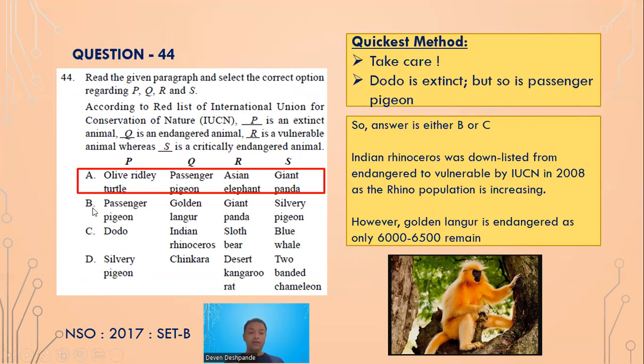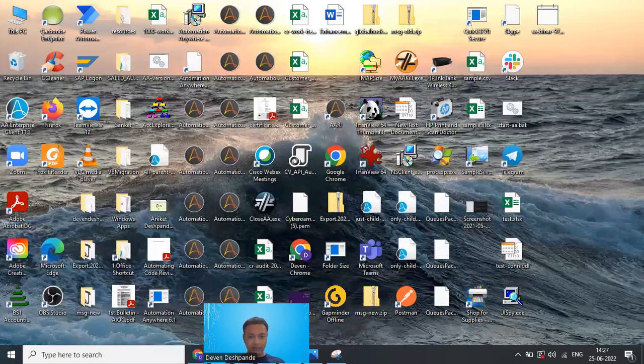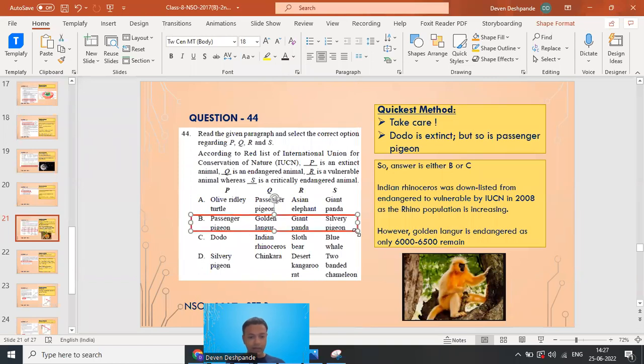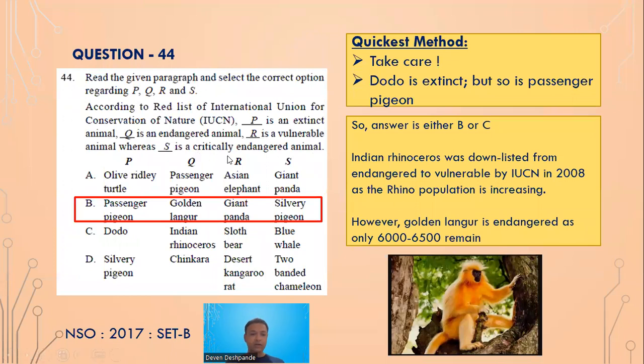But here there is a googly, in the sense that dodo is also extinct, and the passenger pigeon is also extinct. Sorry, here the option is passenger pigeon. Okay, passenger pigeon also is extinct. So which is the correct option then? Then you have to look for the second one.